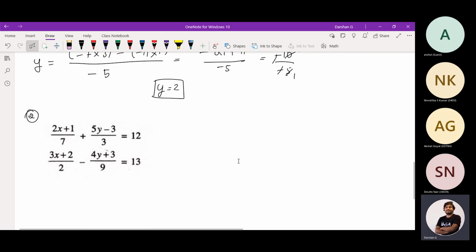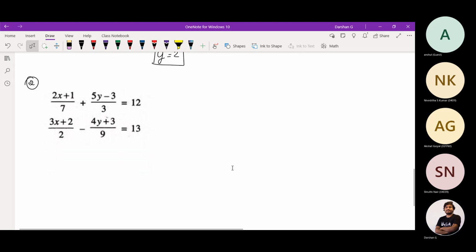Please go ahead with this question. So what's the idea? Anybody wants to share the idea? Anshul, how do you think you will solve this question? Because there are multiple ways to solve these questions. So what is your method?